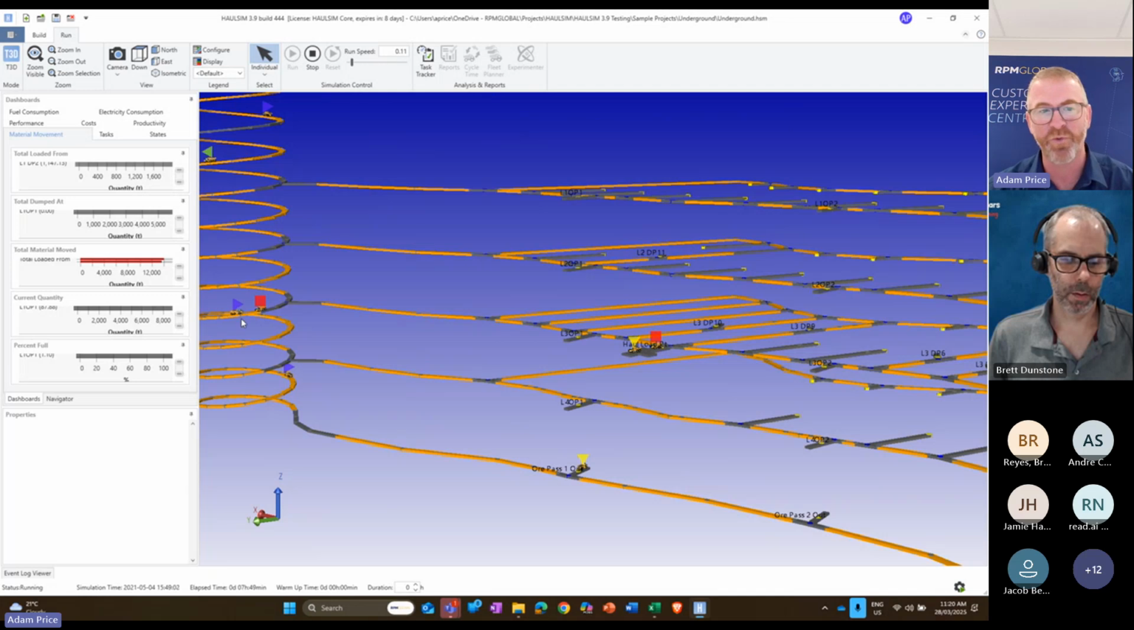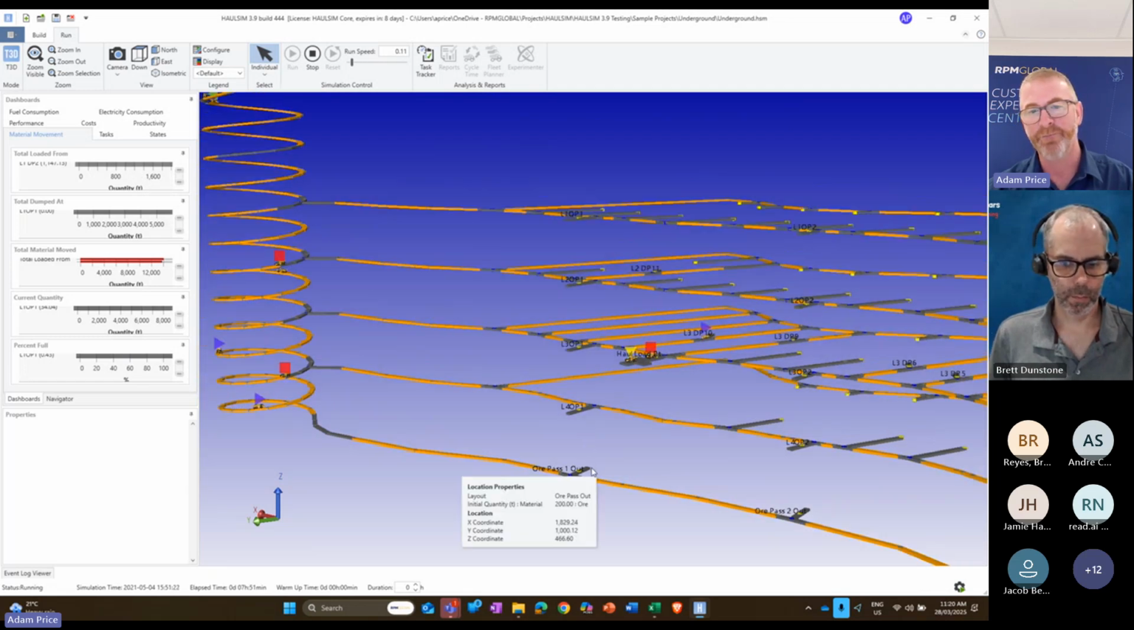So trucks have got to stop and wait for each other if a truck's travelling in the opposite direction in a tunnel, and we're modelling everything again at that mine site, all the infrastructure as well. So we model all passes and loading areas where trucks are getting loaded and so on and so forth.